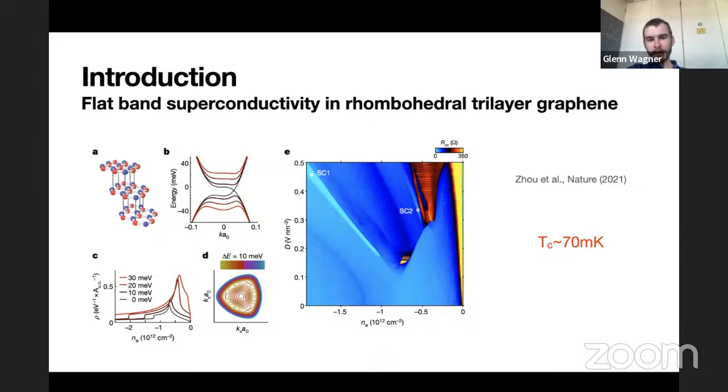And the phase diagram on the right is showing the resistivity as you tune the density and this displacement field. And you can see that above some critical displacement field, you can see superconductivity. This is in light blue in this diagram. So it seems that as you make the bands flatter and flatter by applying this displacement field, your material eventually becomes superconducting. And the TC is quite a bit lower than in twisted bilayer graphene.